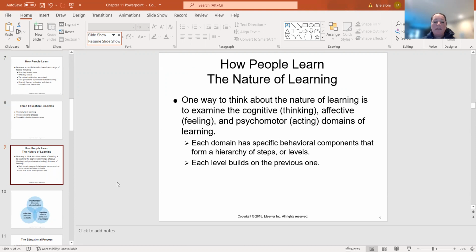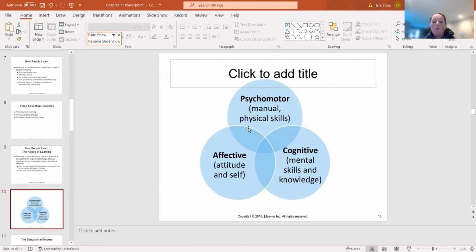So when we look at this, I have a picture here for you. Cognitive is going to be our mental skills and knowledge. Affective, the way I like to remember this, is really going to be our feelings, our attitudes, and psychomotor is going to be our physical skills. So a way to remember this is psychomotor and physical, affective and feeling, and cognitive can go with knowledge. So these are three different domains of thinking. They all work together and they impact each other.